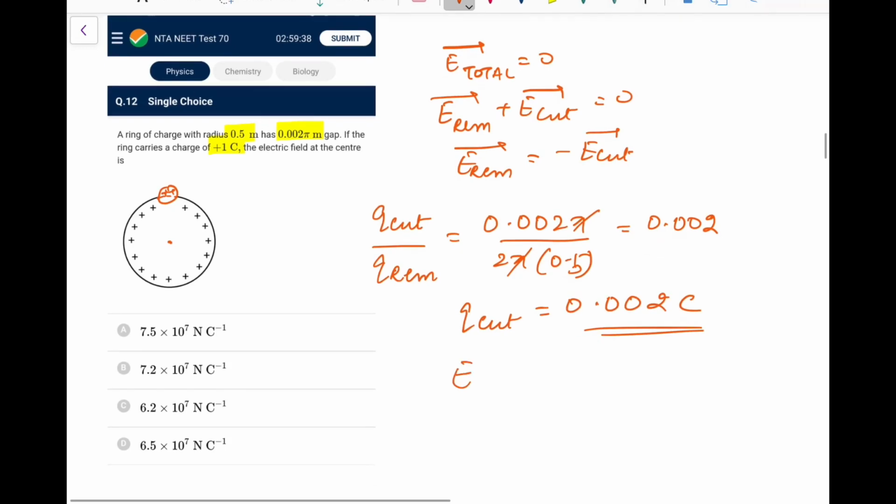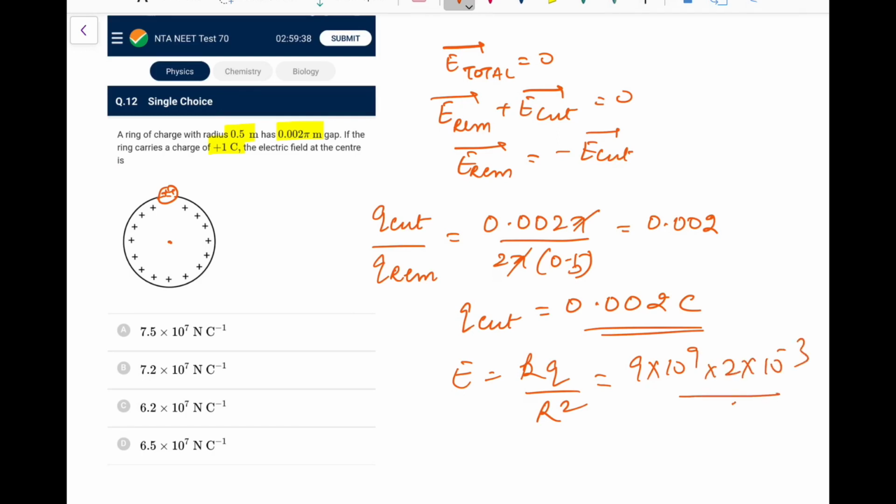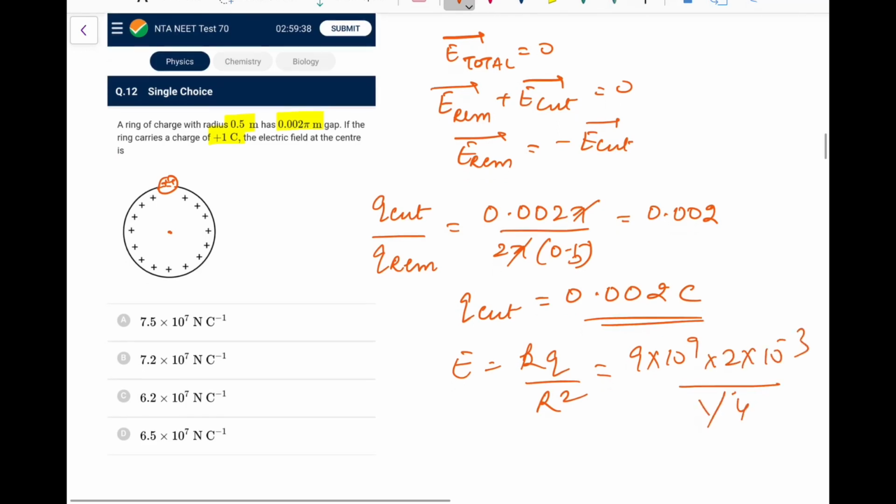And because of this, the magnitude of the field, because of taking it as a point charge, it would be kq by r square. 9 into 10 to the power 9, 2 into 10 to the power minus 3, r square you have as 0.5 square, that is 1 by 4. So 8 9s are 72, 72 into 10 to the power 6, that is what I am getting. So go for option B. So it's a good question.